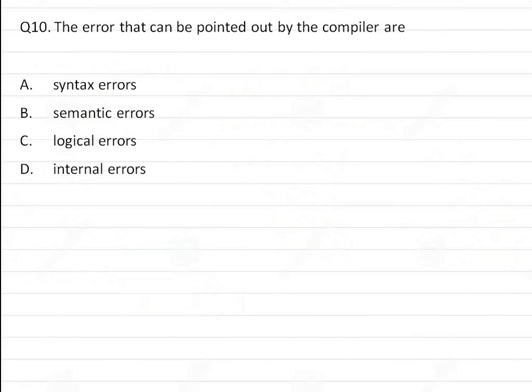Next, the error that can be pointed out by the compiler is syntax error. The compiler can only identify syntax errors. Other types of errors like semantic, logical, or any kind of internal errors cannot be identified by the compiler. So the correct answer is A.